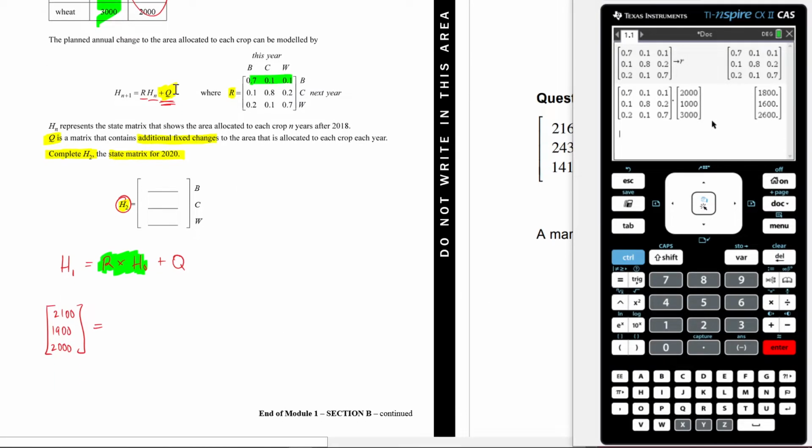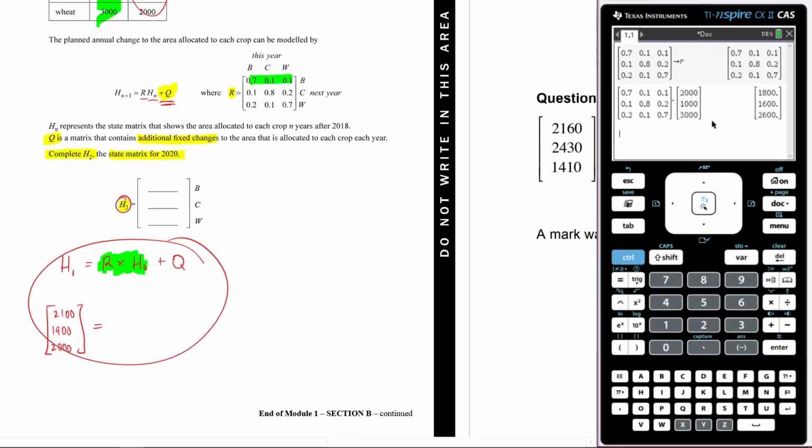All right, now what I'm going to do is I'm just going to write those in. Now, probably in the exam, you wouldn't have to write all this in here. You could be doing most of this on your CAS to do it in the most time-effective way possible. So 1800, 1600, and 2600. Now that's plussing by Q.